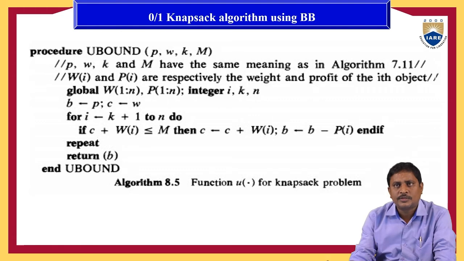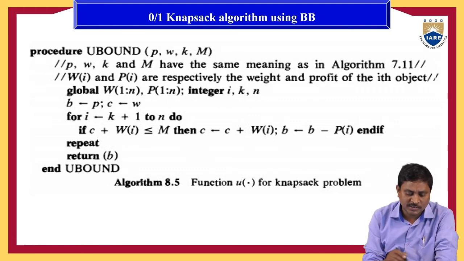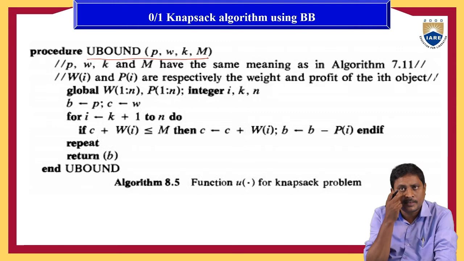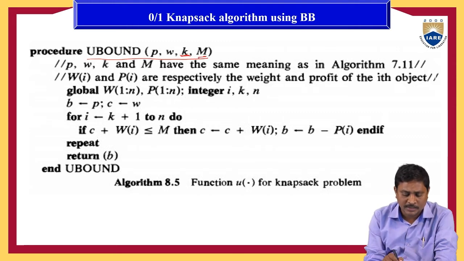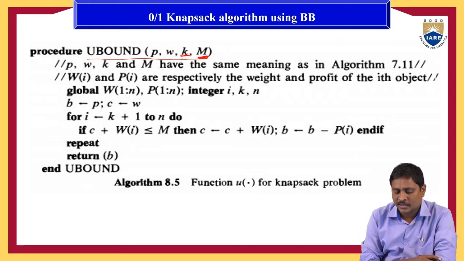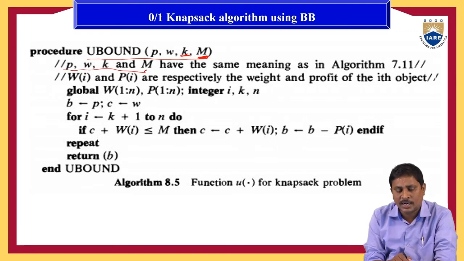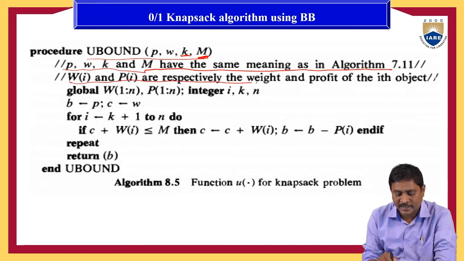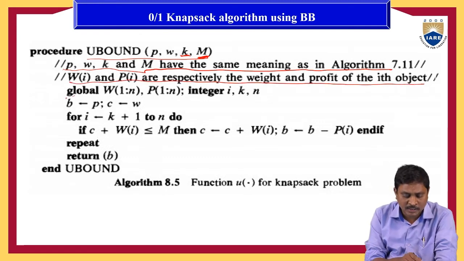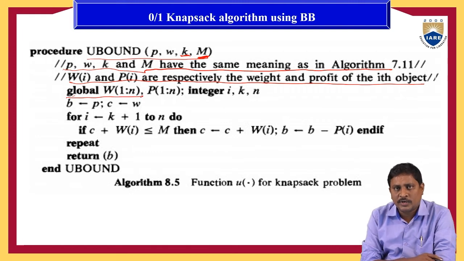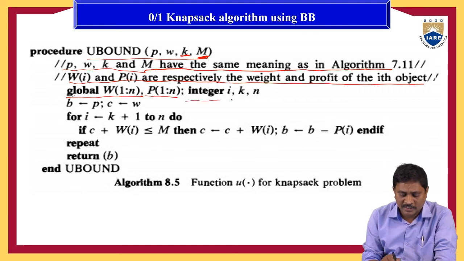0-1 knapsack problem using branch and bound technique. In the procedure, for the upper bound, P means profit value, W means weight, M is the maximum capacity, and K is used for the recursion of these values. P, W, K and M have the same meaning in the algorithm. Wi and Pi are respectively the weight and profit of the ith object. Global W of 1 to n, we have n weights. P of 1 to n means we have n profits, for integers i, k, n.